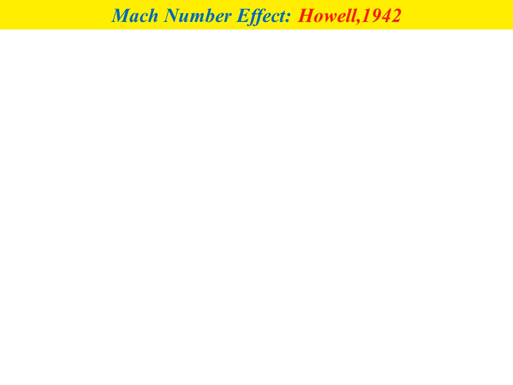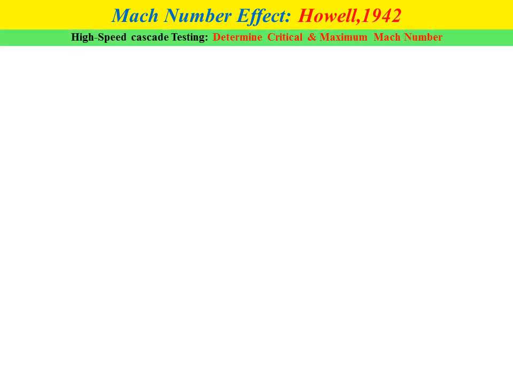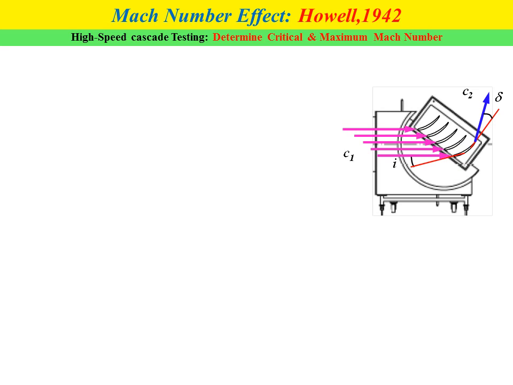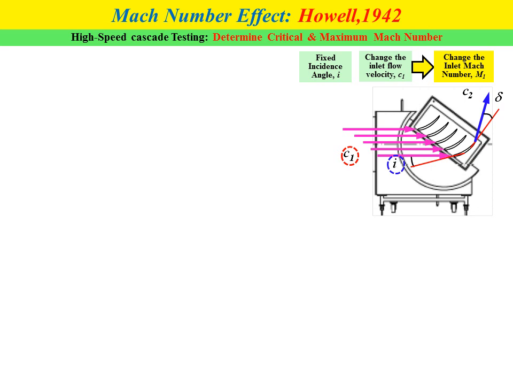Okay, Mach number effect conducted by Howell in 1942. Howell conducted an experiment on high-speed cascade testing, where he wanted to determine the critical and also maximum Mach number. The figure shows the compressor cascade test section, where for this investigation Howell fixed the value of incidence angle i, and then changed the value of inlet flow velocity C1. By changing the value of C1, Howell obtained different values of inlet Mach number M1, because if you refer to the Mach number equation, M1 is a function of C1 and also A. So if we change the C1 value, the M1 value also changes.